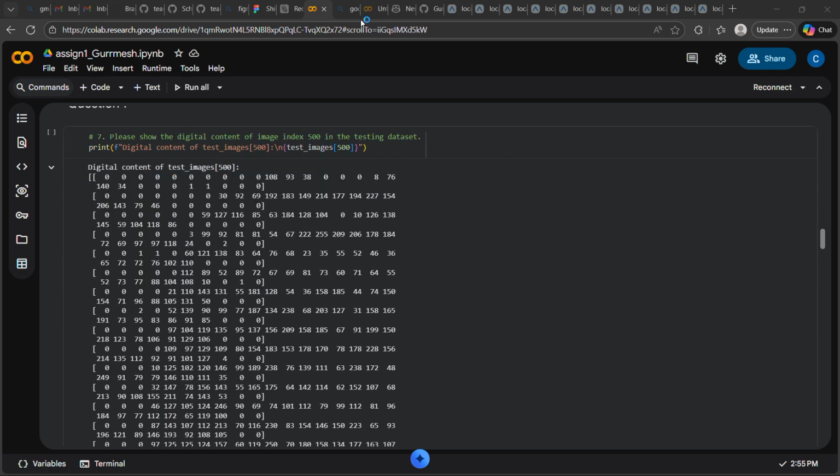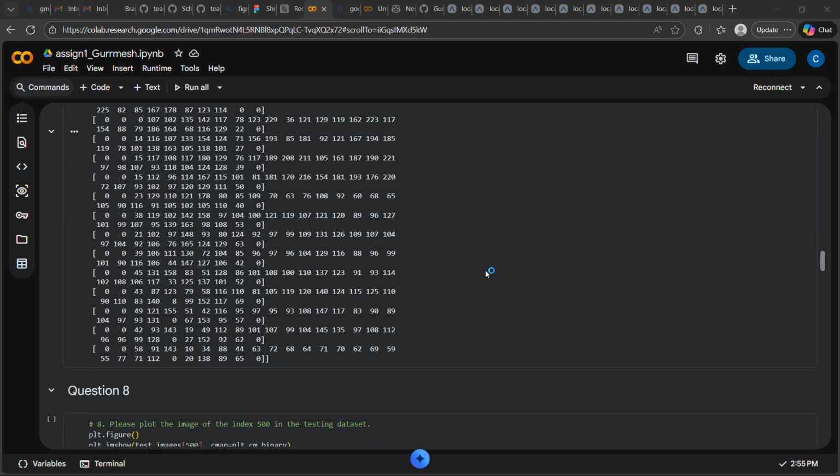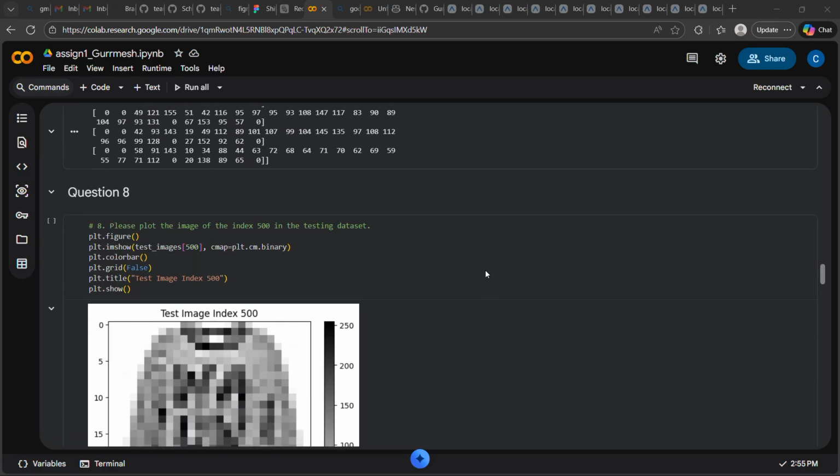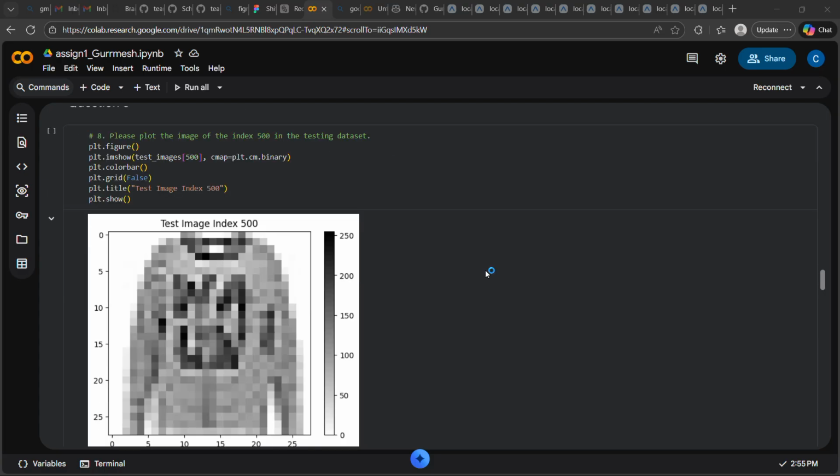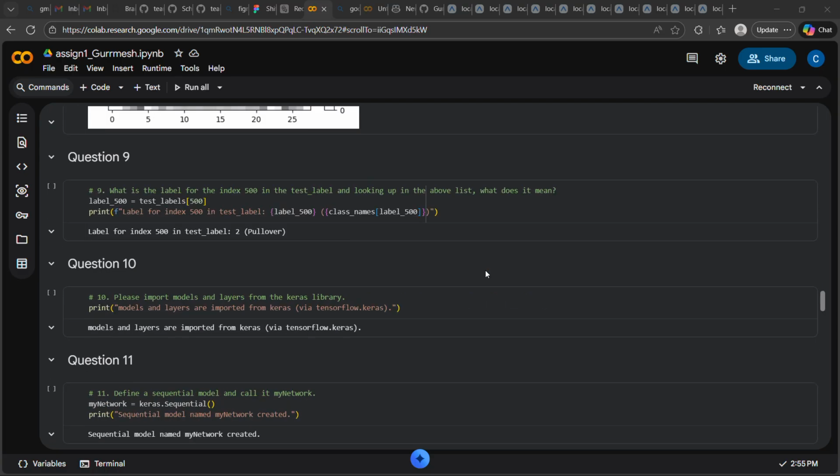Now questions 7 and 8, digital content and plot of test images. Similarly, test image 500 shows another 28x28 array of pixel values. Plotting this image allows us to visualize a test item. This helps us understand the data our model will be evaluated on. Question 9, label for test images. If test label 500 is, for example, 2, this also corresponds to a pullover.